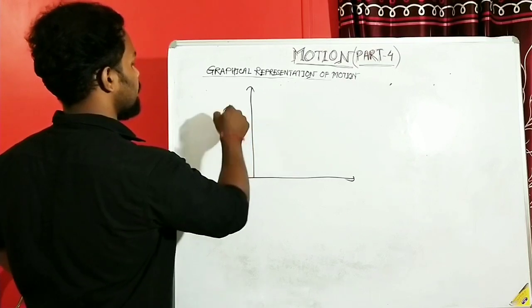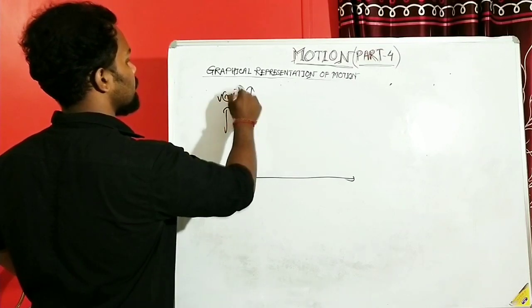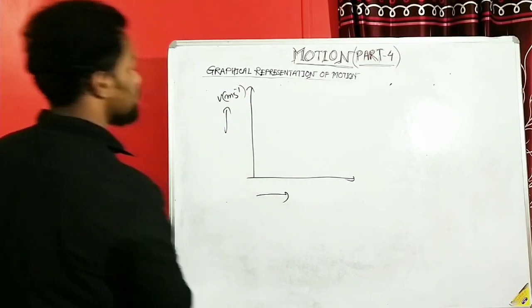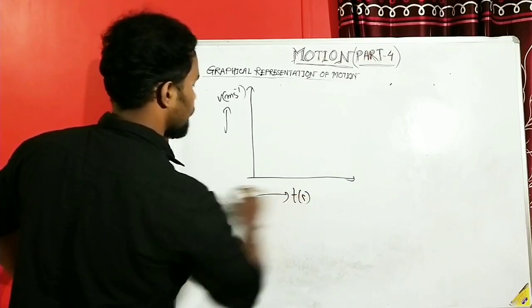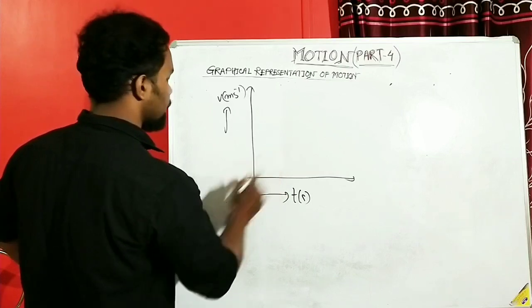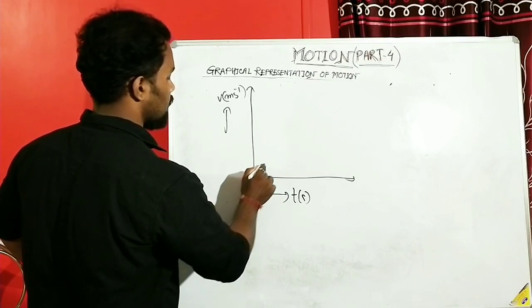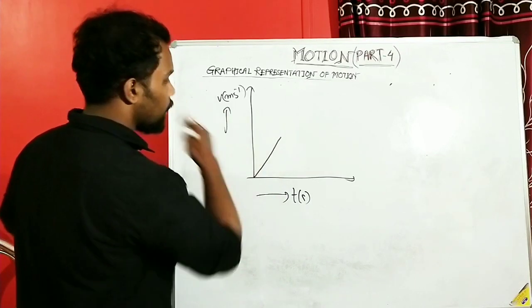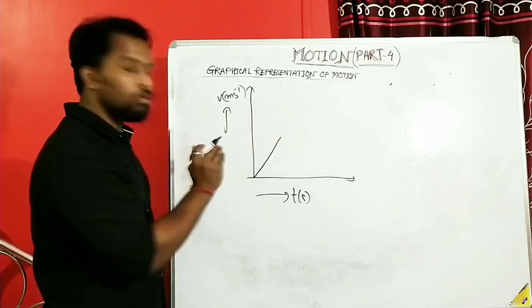Okay, on this y-axis we're going to get the velocity in meters per second. In this direction we will observe the time in seconds. Right? First we will consider uniform motion, or uniform velocity, and non-uniform motion. In non-uniform motion, what happens? The velocity changes continuously with time.